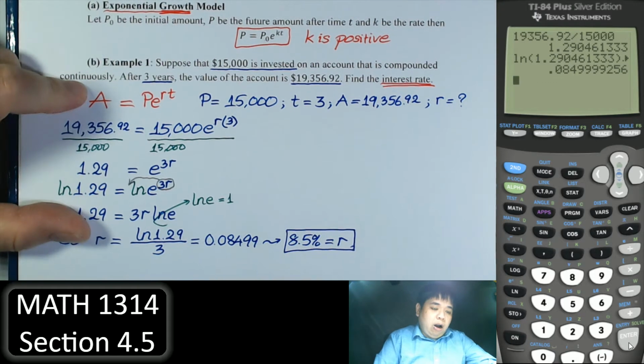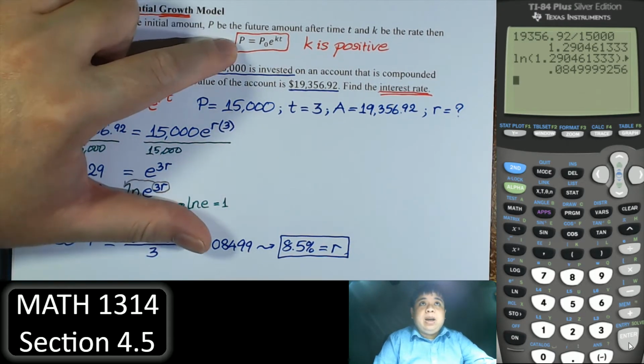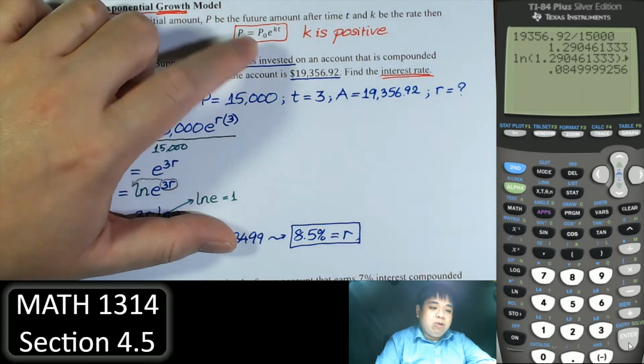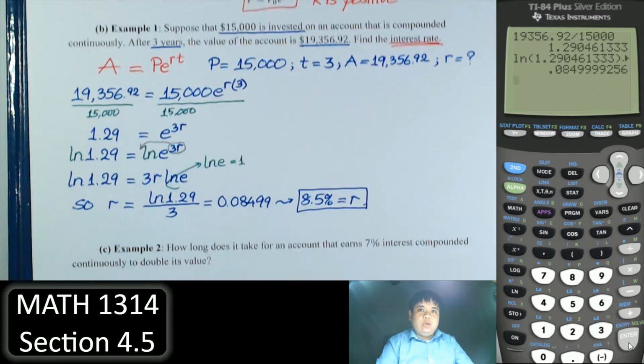So compound interest, the same thing as the exponential growth model. We have initial amount, final amount, and the exponential term.